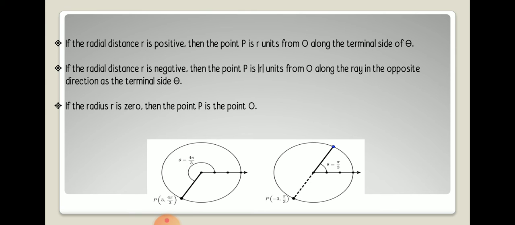If the radial distance r is positive, then the point P is r units from O along the terminal side of theta. If the radial distance r is negative, then the point P is r units from O along the ray in the opposite direction of the terminal side of theta. If the radius r is 0, then the point P is the point O.